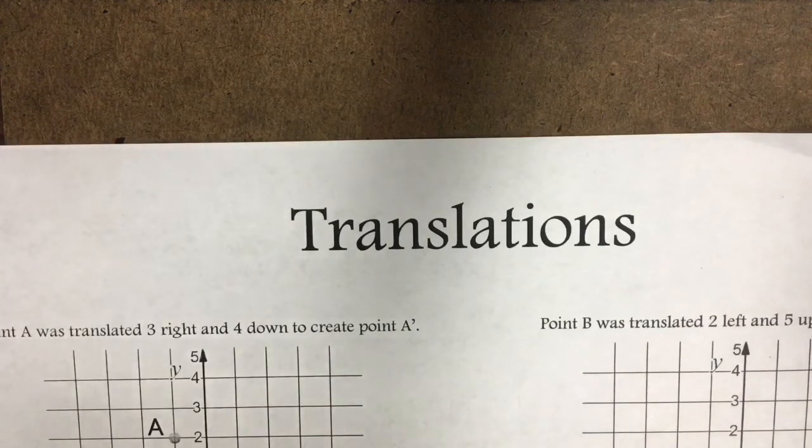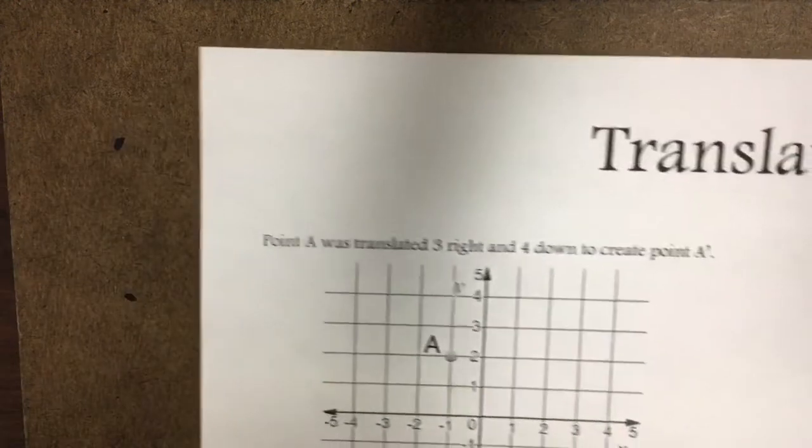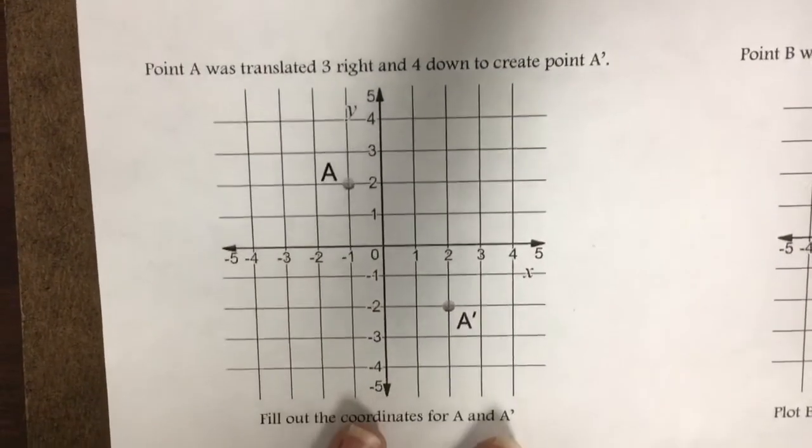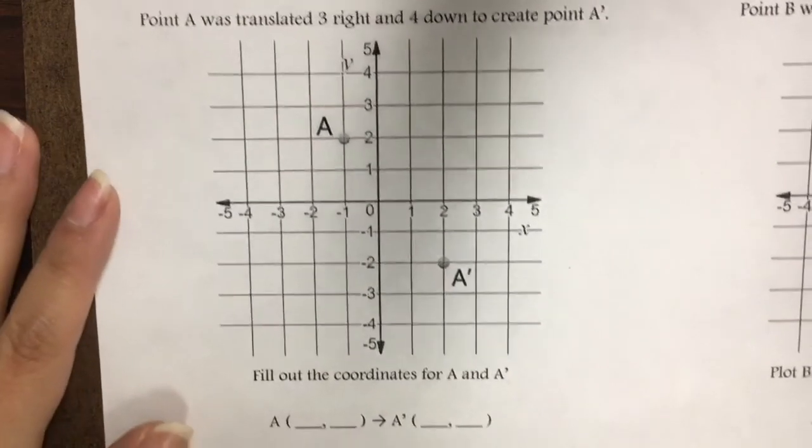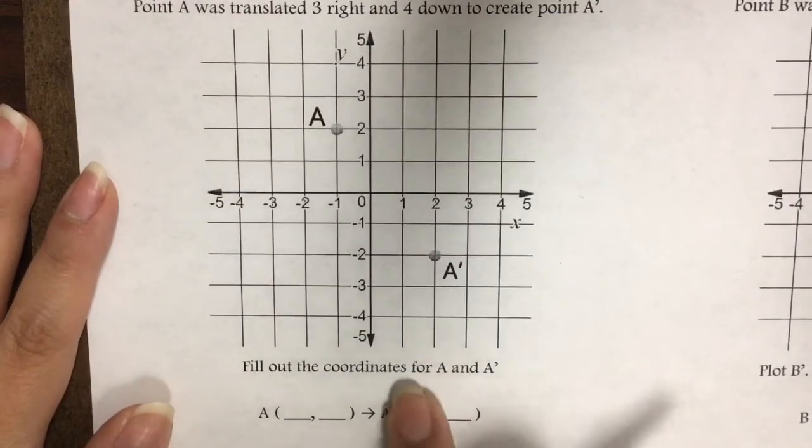Okay, so we're going to go ahead and start off with translations. So let's look at the first problem. It says point A was translated 3 units right and 4 units down to create point A prime. So here we actually have it drawn for you. So we're going to go ahead and find the coordinates for A and A prime.